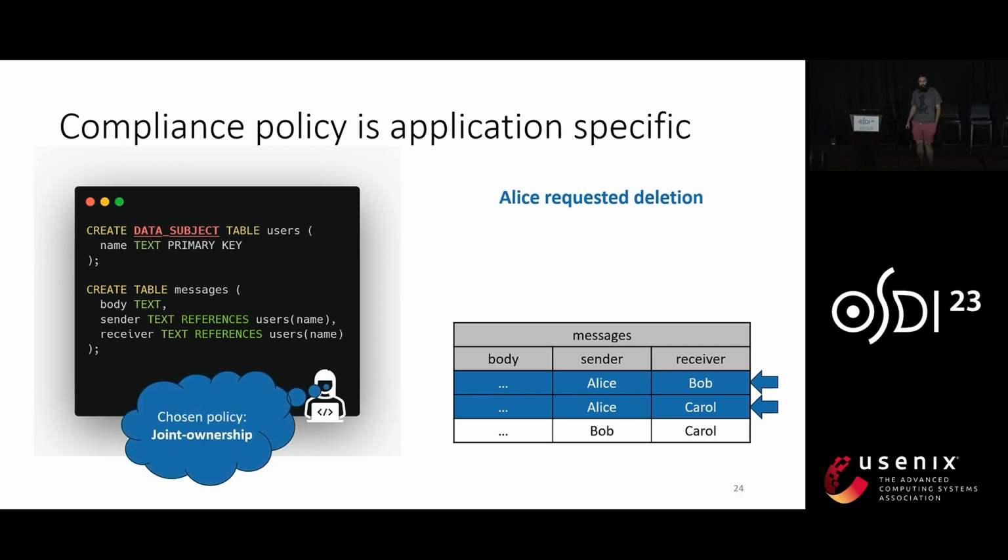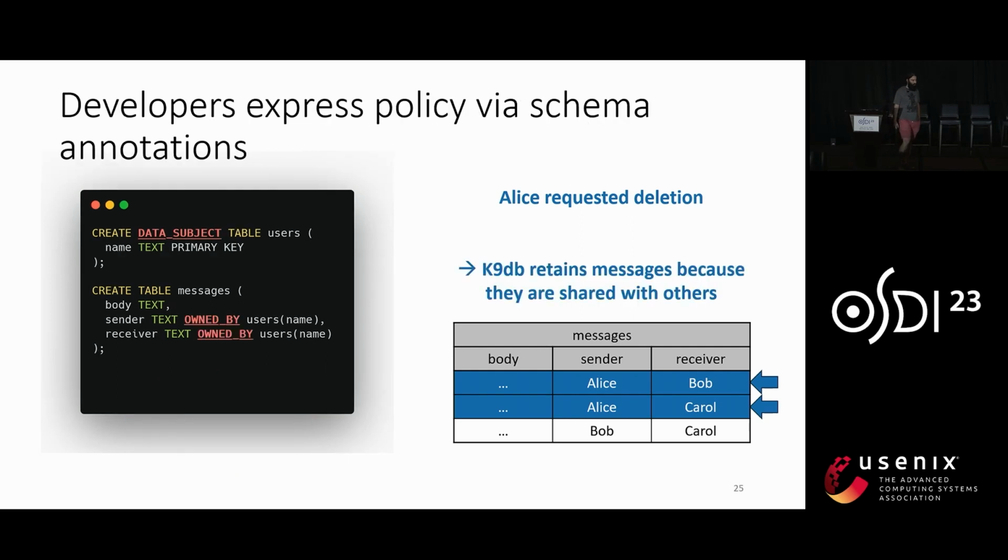An example of a reasonable policy here is joint ownership, which is indeed what Facebook and many other applications do for these direct messages in practice. According to this policy, a message should only be deleted when both its sender and its receiver request deletion. The application developer expresses this policy decision to K9db by annotating both foreign keys with the owned by annotation.